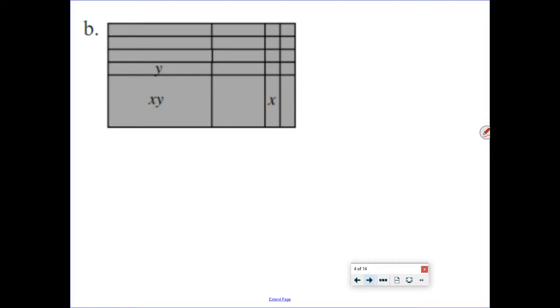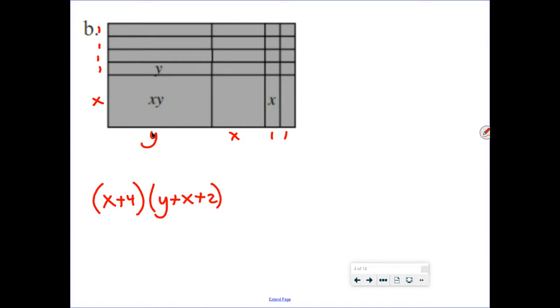You should have sketched it. I know it was kind of a pain to sketch, okay? But as you sketch this, hopefully you realize this was y. This was x, 1, 1. And over here, this is x, 1, 2, 3, 4. That tells me my answer. So I've got x plus 4 times y plus x plus 2.